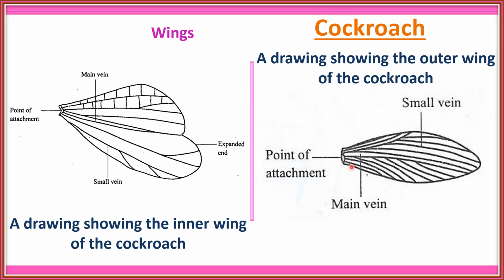Then we have the outer wing. This is the point of attachment. You can see it has the main vein and then it also has the smaller vein. But this one is not very wide and it is darker compared to the inner wing.